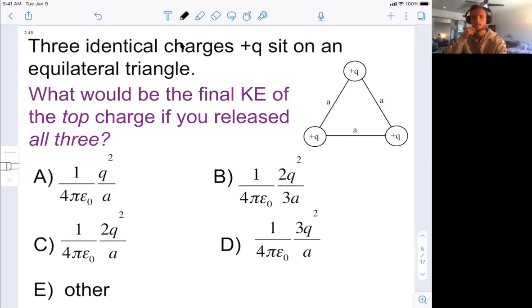Okay, a few more seconds for last minute vote. Any last minute vote? Okay, I'm going to close the poll and then we can take a look. This is our results. So if we release all three, the question is asking, again, the same question, the final kinetic energy of the top charge. So how do we do this now?